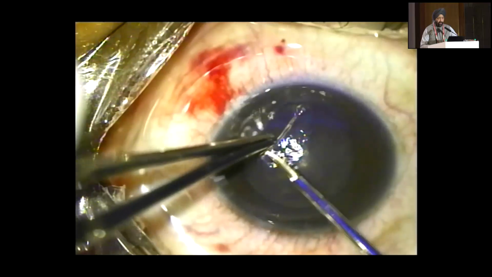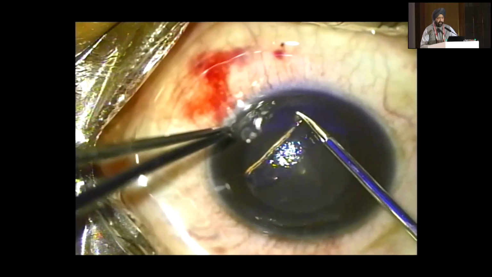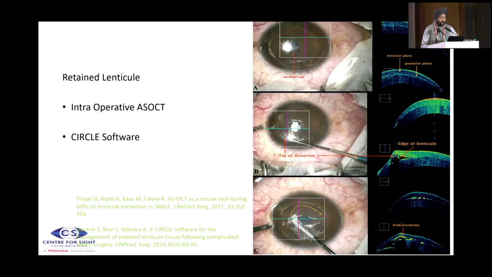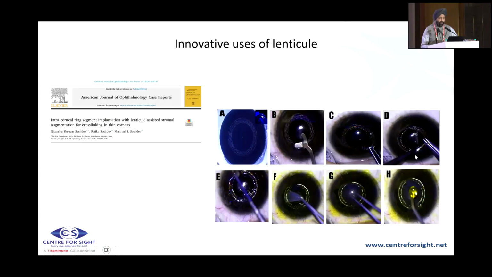Always spread it onto the cornea to see where it is incomplete, and then you can go on the slit lamp, or what has been described is use triamcinolone. You can use triamcinolone and you can see where the lenticule is, and then you can demarcate it and remove it, or you can use the intraoperative OCT, or you can use an OCT later on. So this is again on the OCT that you can see where there is anterior, posterior, and there is the retained lenticule, edge of the lenticule, so you can actually take it out.